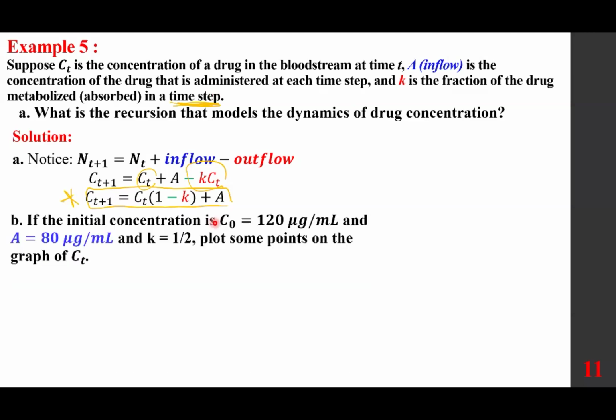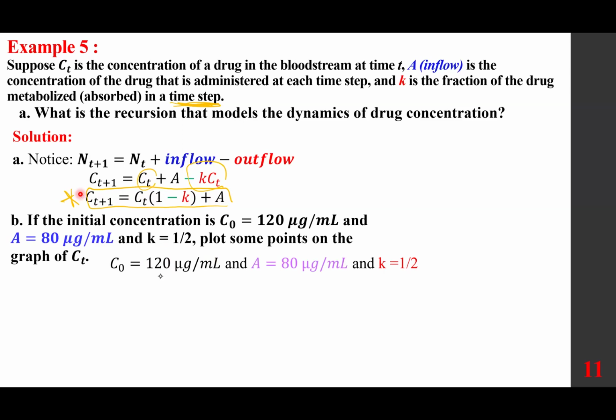If the initial concentration is C sub 0 equals 120 micrograms per milliliter, and A is 80 micrograms per milliliter, and K is 1/2, plot some points on the graph of C sub t. So what I want to do, before plotting, I want to show you how we arrive at it, and then we take it from there. Anytime you're dealing with a word problem, you want to write them symbolically. So C sub 0 is given, A is given, K is given, so you want to write that. And now you're going to put that into this equation.